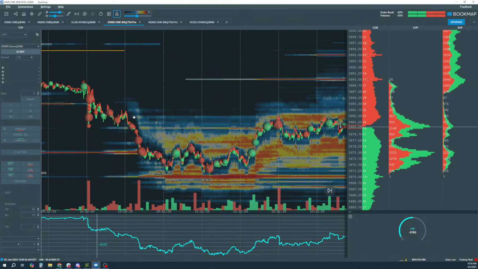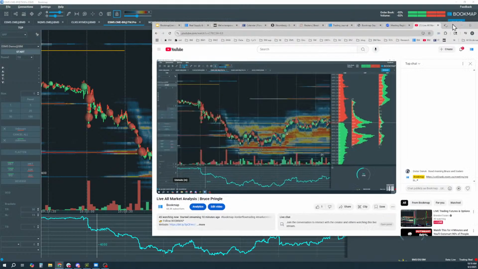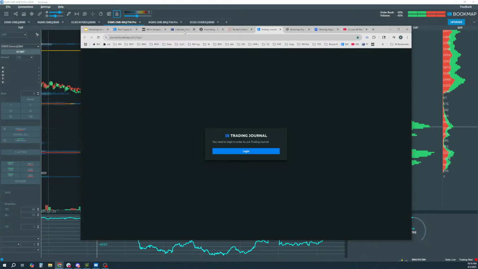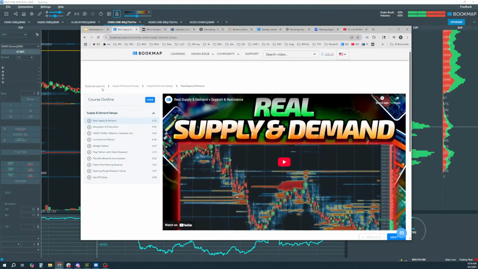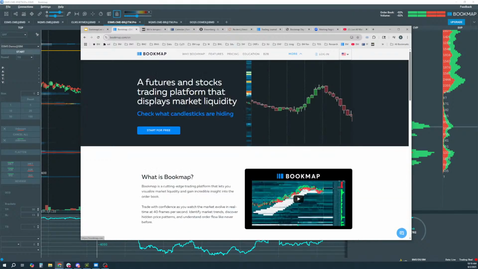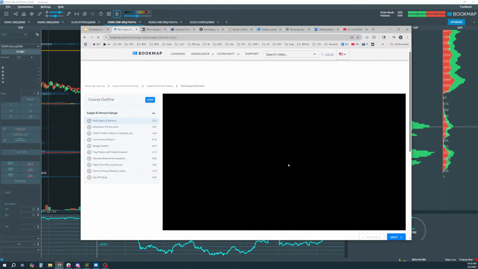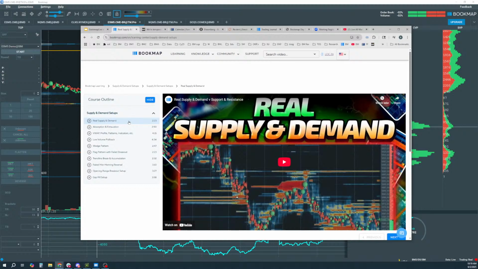Not bad either, not bad at all. In fact, this would be more of our trendline break and accumulation trade. In that setup, I'll show you where that is on the Learning Center. If you go to bookmap.com, education, supply and demand setups, and then in here, it's this one here, the trendline break and accumulation.